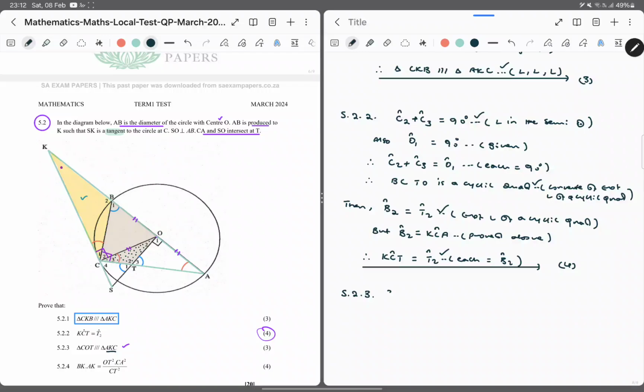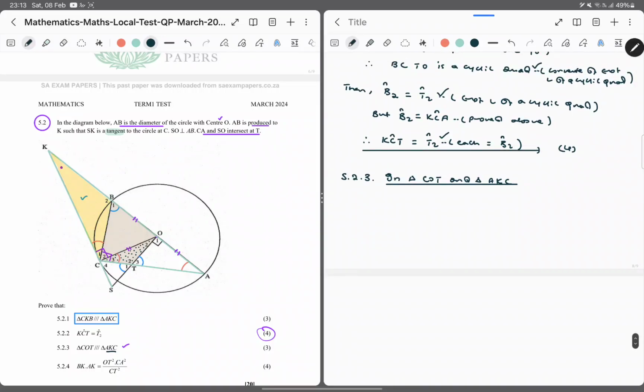Okay, so we can say in triangle COT and triangle AKC, it's all about making those links because we've already worked on these triangles. We understand that angle AC3 in the other one should be equal to angle A. These are angles opposite equal sides.